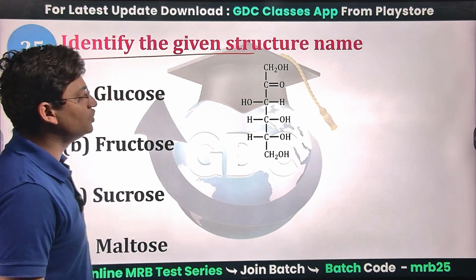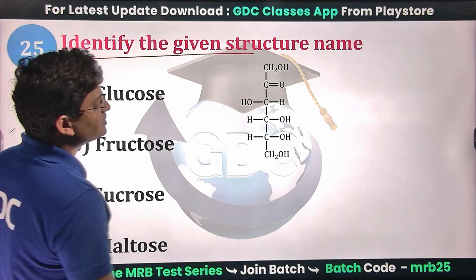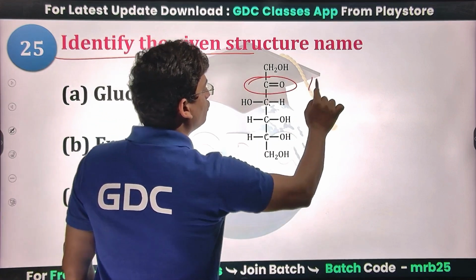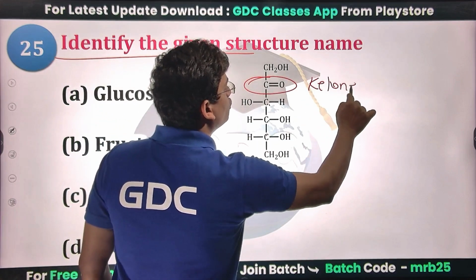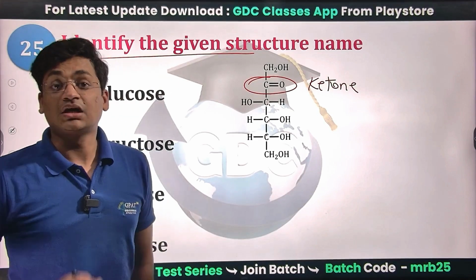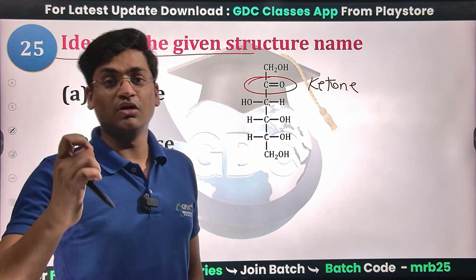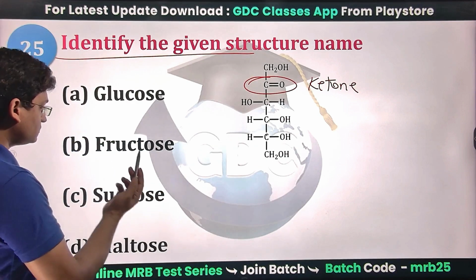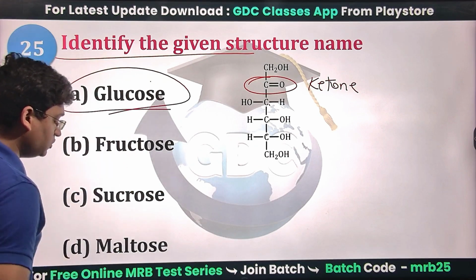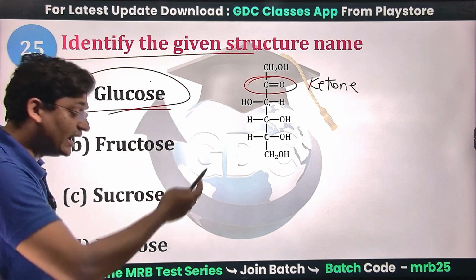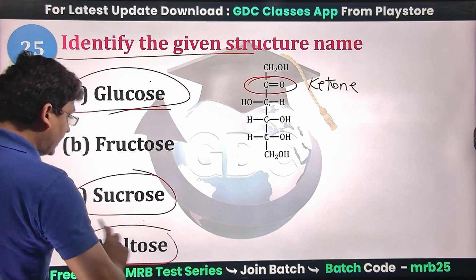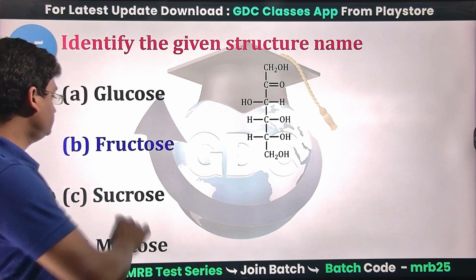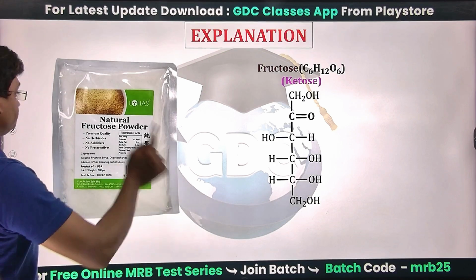Identify the given structure. So what do you name this kind of structure? We have 1, 2, 3, 4, 5, 6 carbons, with the second carbon having a ketone functional group. Since it has a ketone moiety, it will be fructose. It's actually the structure of fructose. Glucose has an aldehyde functional group, while fructose only has a ketone functional group. B will be the right answer.